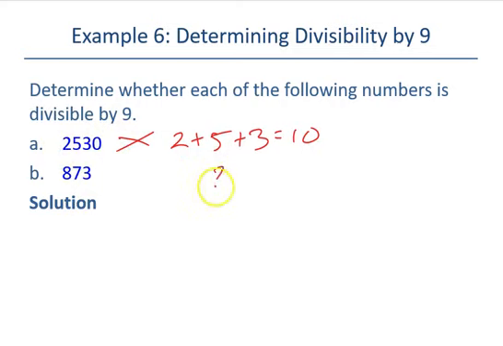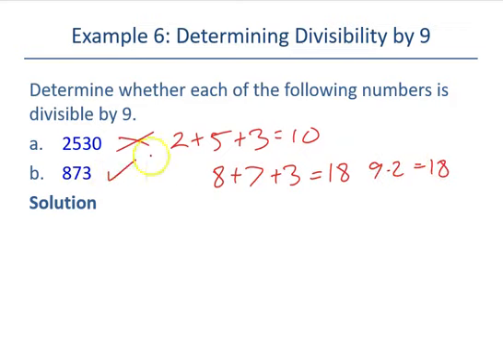Well, how about the next one? We've got 8 plus 7 plus 3. 7 plus 3 is 10, plus 8 is going to be 18. And we know from our multiples that 9 times 2 equals 18. And so therefore, yes, that one right there is divisible by 9.